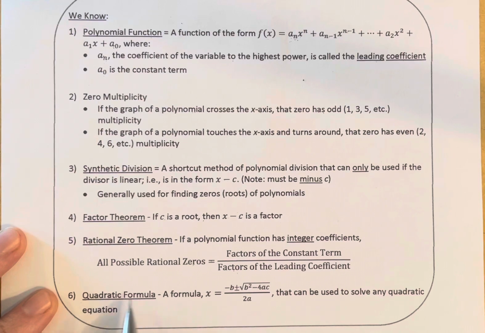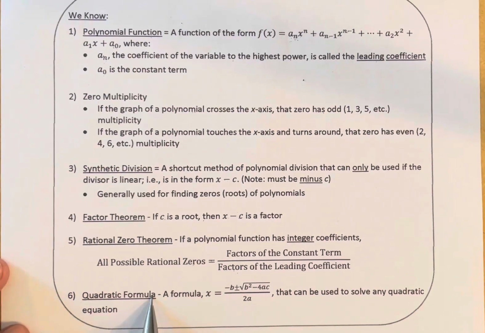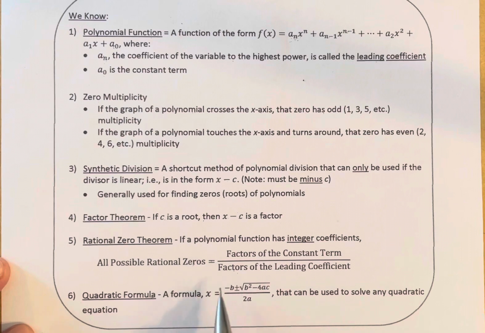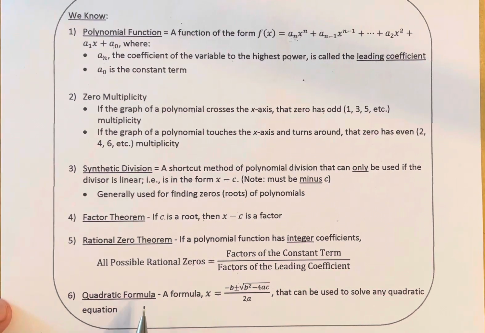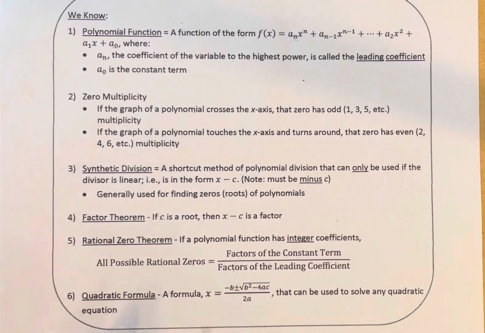And of course, we know the quadratic formula from way back when. It's a formula: x equals negative b plus or minus the square root of b squared minus 4ac, all of that over 2a, and it can be used to solve any quadratic equation, and we tend to use it when we notice the quadratic is not factorable.